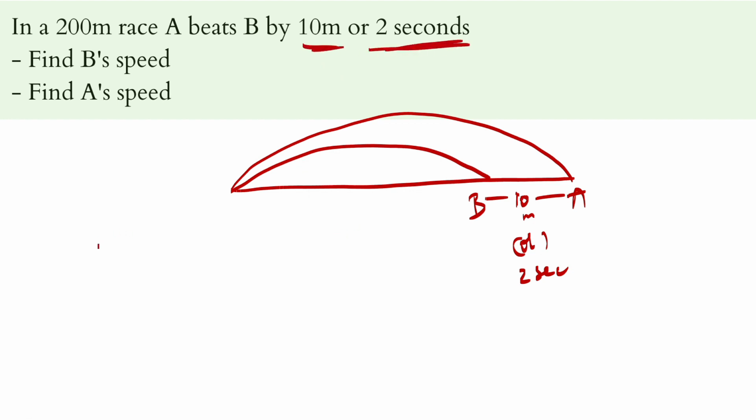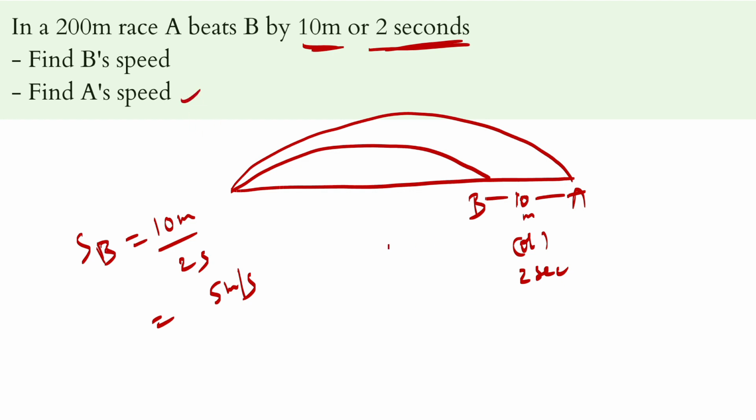Now this helps us in finding out the speed of B in a quick way. So speed of B is equal to the distance by time. The distance is 10 meters and the time is 2 seconds. This is equal to 5 meter per second. So 5 meter per second is the speed of B. What about the second one, the speed of A?